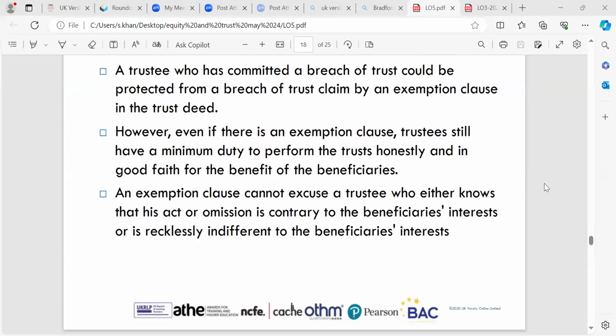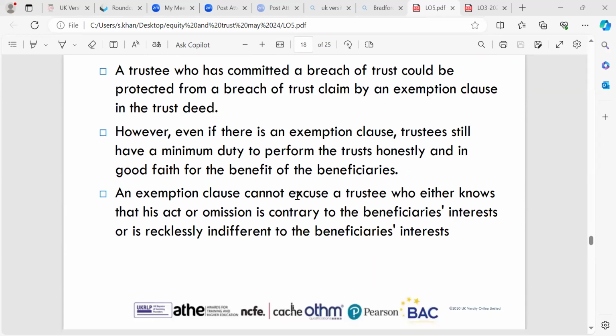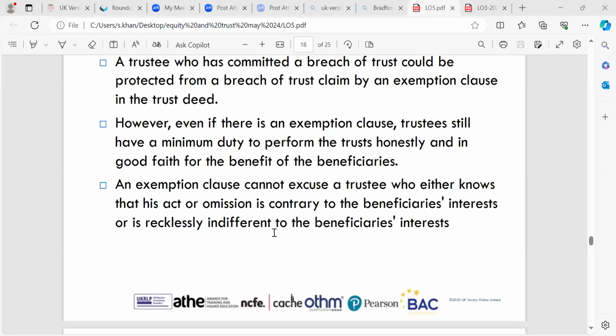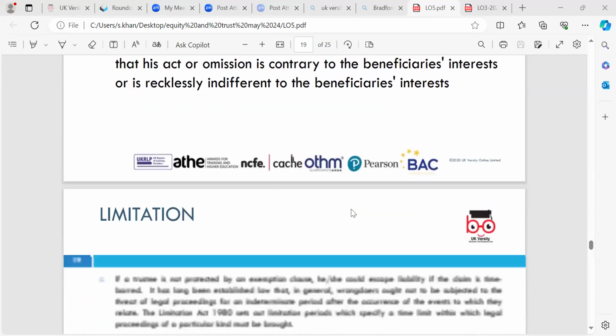The defense is available. So the first one is exemption clause. A trustee who has committed a breach of trust could be protected from a breach of trust by an exemption clause in the trust deed. However, even with an exemption clause, trustees still have a minimum duty to perform the trust honestly and in good faith for the benefit of the beneficiaries. An exemption clause cannot excuse a trustee who either knows that his act or omission is contrary to the beneficiary's interests or is recklessly indifferent to the beneficiary's interests.